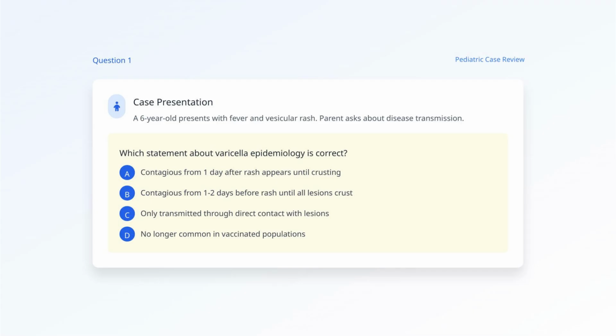A 6-year-old presents with fever and vesicular rash. The parent asks about disease transmission. Which statement about varicella epidemiology is correct? A. Contagious from 1 day after rash appears until crusting. B. Contagious from 1 to 2 days before rash until all lesions crust. C. Only transmitted through direct contact with lesions. D. No longer common in vaccinated populations.